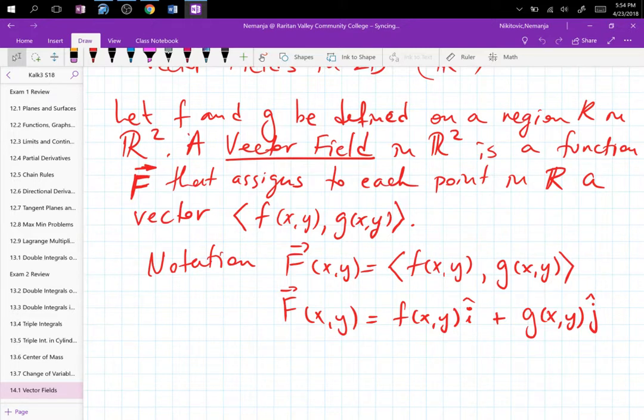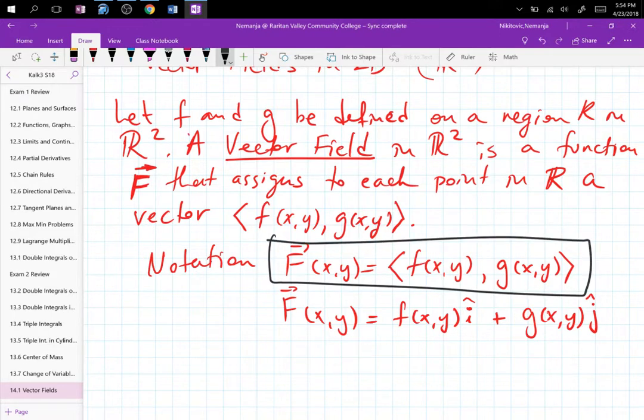So that's the definition. I will box the formula which will be there over and over and over again.